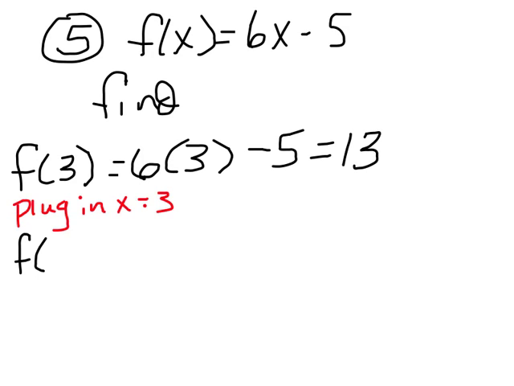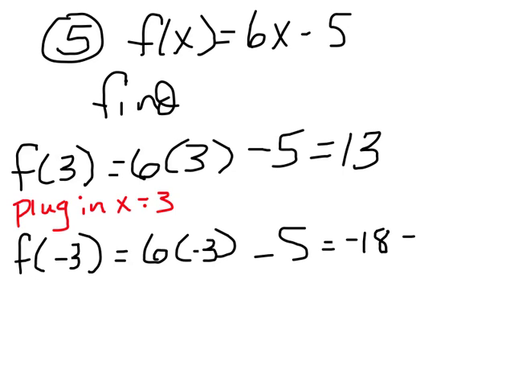The next one they ask is f of negative 3, so that means plug in, here's my equation, I'm going to plug in x is negative 3. That would be negative 18 minus 5. When you add negatives together, you just total up all the negatives and put a negative sign on it. So 18 and 5 is 23, but they're all negative, so it's negative 23, right?